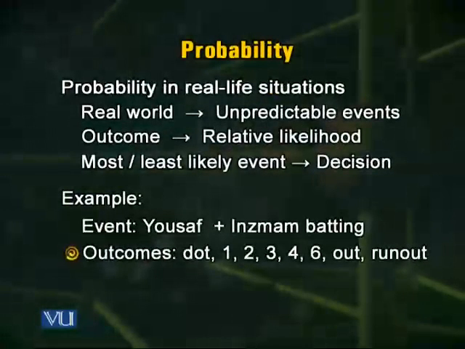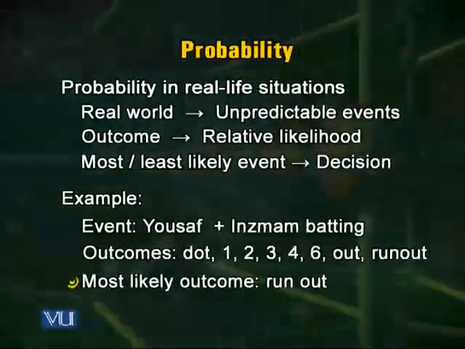There are many possible outcomes. The next ball could be a dot ball. They could take one run or two or three. Or Muhammad Yusuf, suppose he is facing the bowler, can hit a very crafty four or a graceful six. Or, despite the prayers of all Muslims of Pakistan, one of them will get out. And we'll look at a particular way of getting out, the favorite of these batsmen: getting run out.